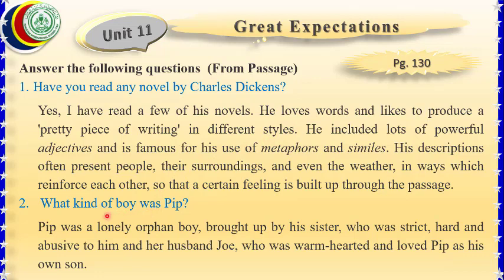Question number 2 is, what kind of boy was Pip? Pip was a lonely orphan boy brought up by his sister, who was strict, hard and abusive to him and her husband Joe. Yes, here the character of Pip's sister is mentioned, who was warm-hearted and loved Pip as his own son. Yes, students, here we find information about Pip, his sister, and his sister's husband.